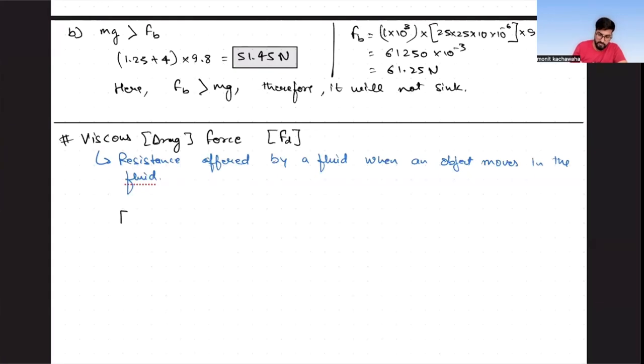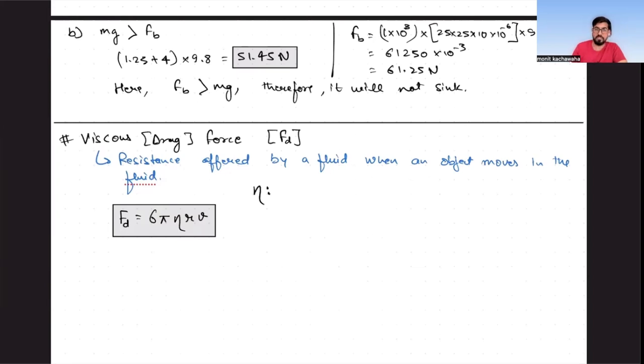And the formula, if you look at it in the data booklet, if you have one, it is written as F subscript small d equals 6 pi eta r v. This is the formula given. Do not get confused. This is my r. Do not get confused with pi. This is pi. This is r. Okay. 6 pi is a constant.